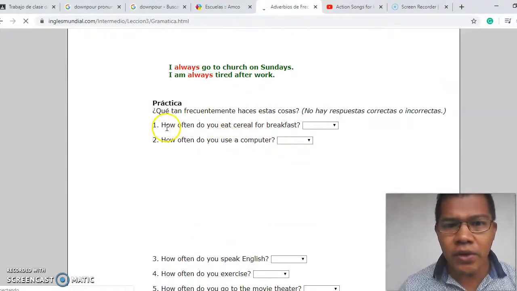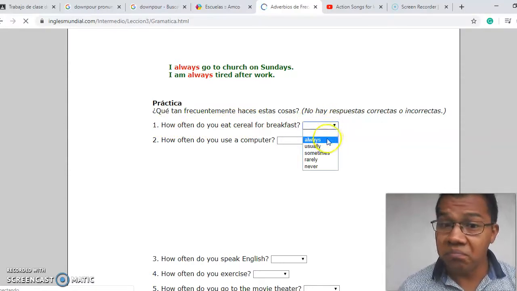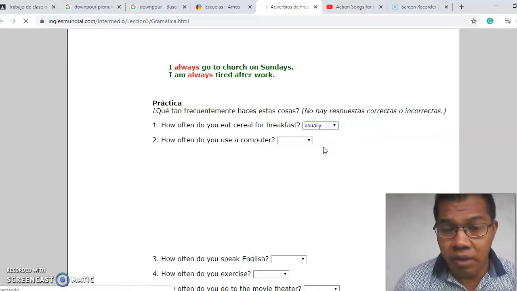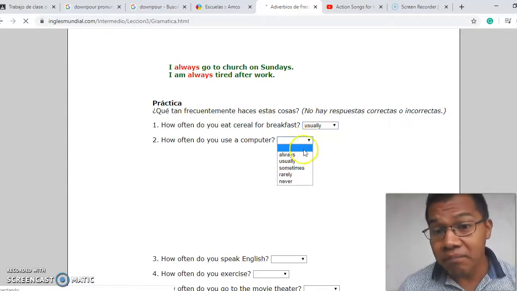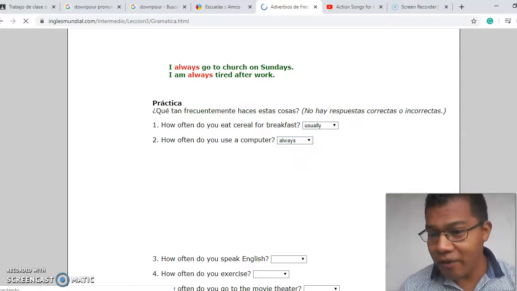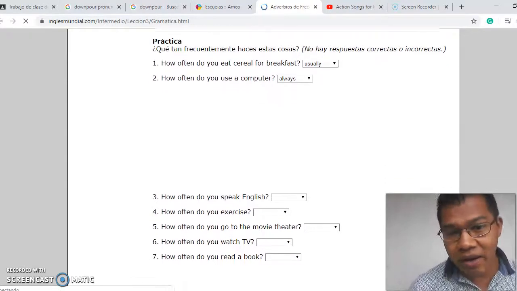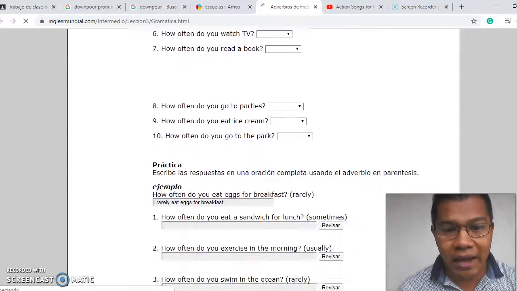This question is for you. How often do you eat cereal for breakfast? Okay, you say usually. In my case, how often do you use a computer? Well, always. I always use a computer because it's necessary for my work, and I have some other options.